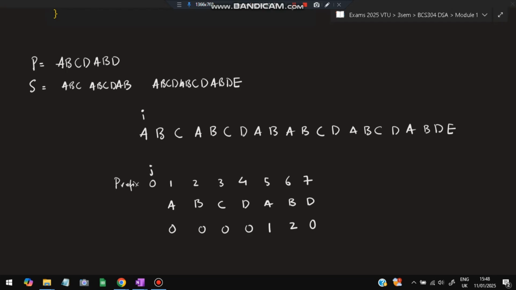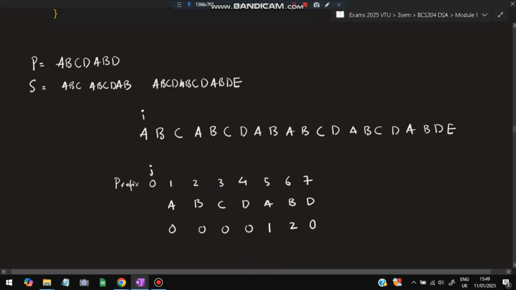Now your next step is what? Next step is compare i with j plus 1. I repeat, compare i with j plus 1. Now i is pointing to a. Compare this value with j plus 1. What is j plus 1? j is 0, so 0 plus 1 is 1. So compare with 1. With 1 we have a here. Here I have a, and here also I have a, so these both are same. Whenever it is same you have to increment both of these.